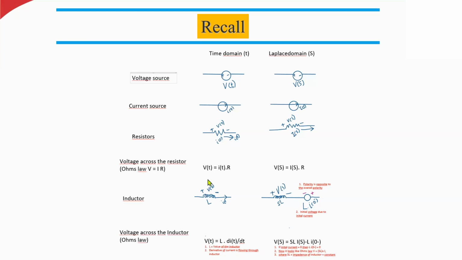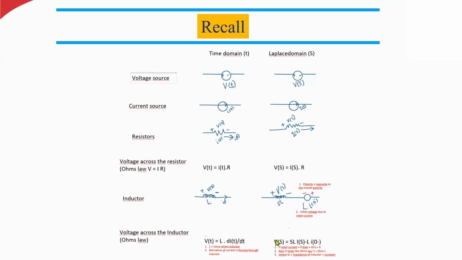V is equal to, here we don't have the resistance, here instead because this is an inductor, so we have the inductance L times we have to differentiate the current which is flowing through this inductor. So L di(t)/dt. L is the value of the inductor, times the derivative of the current I(t). We are using differentiation, right? So that is the derivative of the current flowing through the inductor L. So this is the time domain representation.